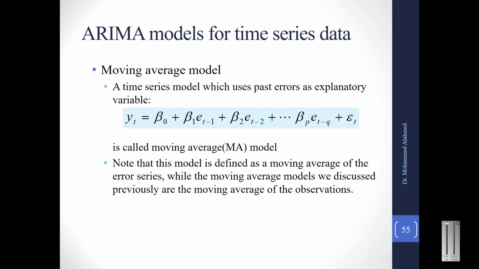Next, we see a moving average model. The moving average model is similar to the definition I gave in the case of AR, but here we have et minus 1, et minus 2, up to et minus q. So here we are saying that this model is defined as a moving average of the error series. What does moving average say? For example, if you have a series like this and you are trying to predict, we take the previous error in this case and not the series actually.